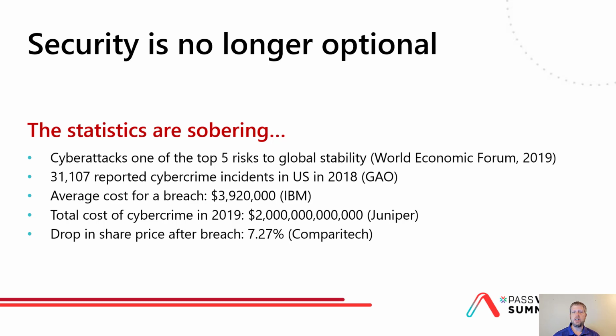Overall, in 2019, we saw a total cost from cybercrime of over $2 trillion. And keep in mind that these are just the reported incidents. There are many that still go unreported because they don't meet the current requirements for being reported as a data breach. To a publicly traded company, the drop in share price is over 7%. And that's a rather large drop. That's something that really gets the attention of your shareholders, your board, your senior management.